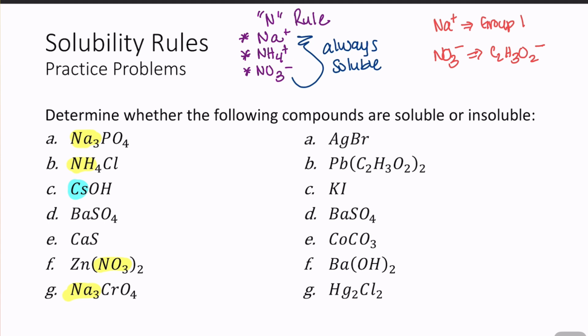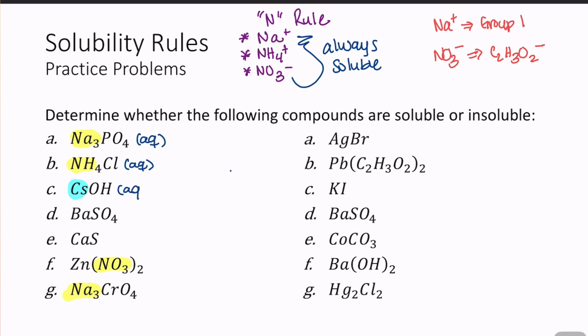So once I'm done using the N rule, I see that there's really only two that I don't know the answer to. Sodium phosphate has sodium. It is always soluble. So remember, if it's soluble, you do not write S, because that means solid. You write AQ, which means it is aqueous. It is in solution. Ammonium chloride, always soluble. It is going to be aqueous.